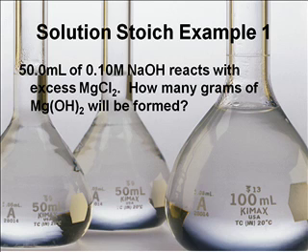So when you have a stoichiometry problem, what do you always start with? The balanced chemical equation. That's right, the balanced chemical equation. So I'm going to ignore the numbers for a moment. I'm going to write down the reaction. So NaOH reacts with excess magnesium chloride, MgCl2. How many grams of Mg(OH)2 are formed?